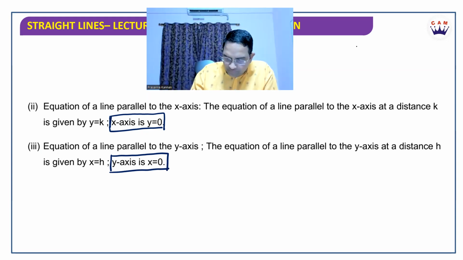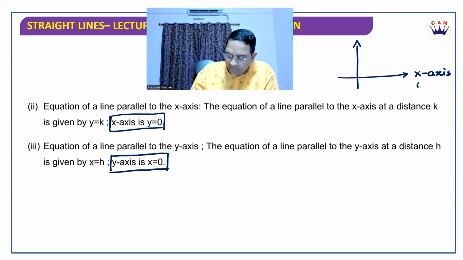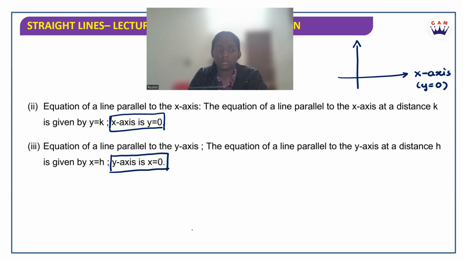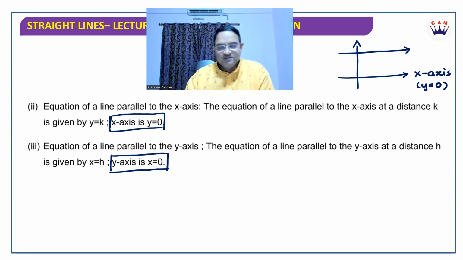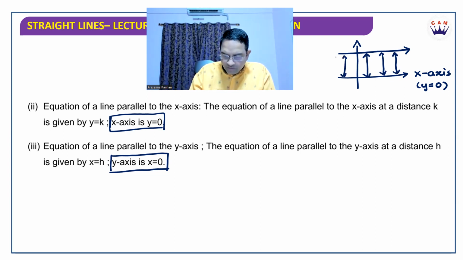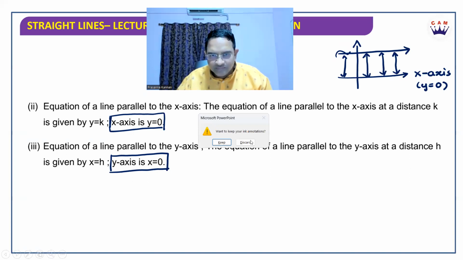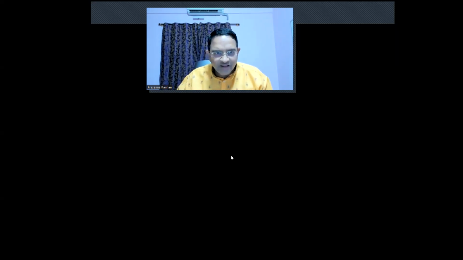Okay, fine. Listen now, or observe this carefully. So this is my x-axis. What is the equation of this line? Y is equal to 0. Yeah. Now, any line parallel to x-axis will be having what constant? What will be constant? What is constant? Isn't the height constant?